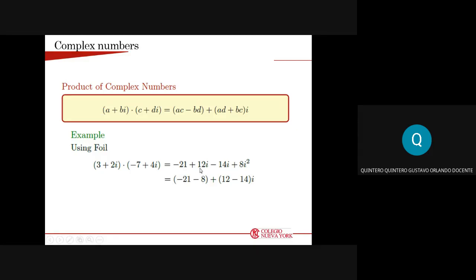Then by doing like terms here, we can do 12 minus 14 and then carry the I. Negative 21 minus 8 will be negative 29. And 12 minus 14 will be negative 2. Carry the I as well.